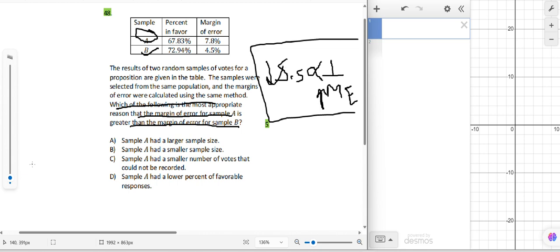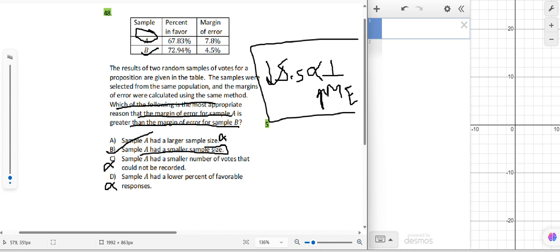So let's see our options. A: Sample A has a large sample size, which is absolutely false. B: Sample A had a small sample size. Yeah, this is true. C: Sample C had a smaller number of votes. No, no, no. This is completely out of topic. D: Sample A had a lower percentage of favorable. This is also completely out of topic. So our answer is B, as sample A had a smaller sample size is correct.